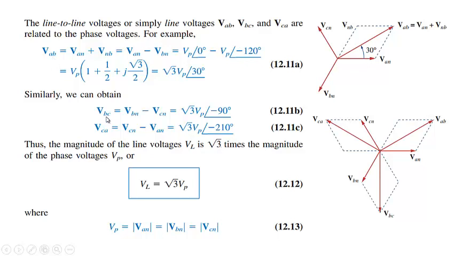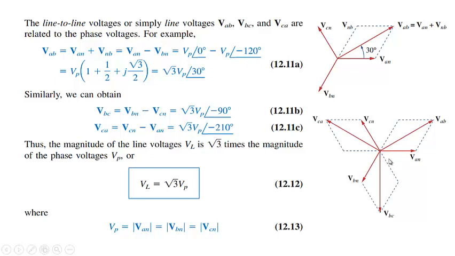VBC is equal to VBN minus VCN. It will be equal to root 3 VP at an angle of minus 90 degrees. You can see this is VB, this is minus VC, and here we will get VBC. It will be exactly equal to minus 90 degrees. You can see over here it is minus 90 degrees.